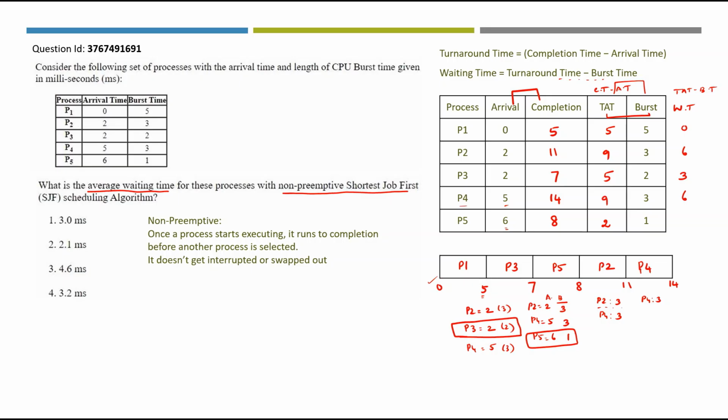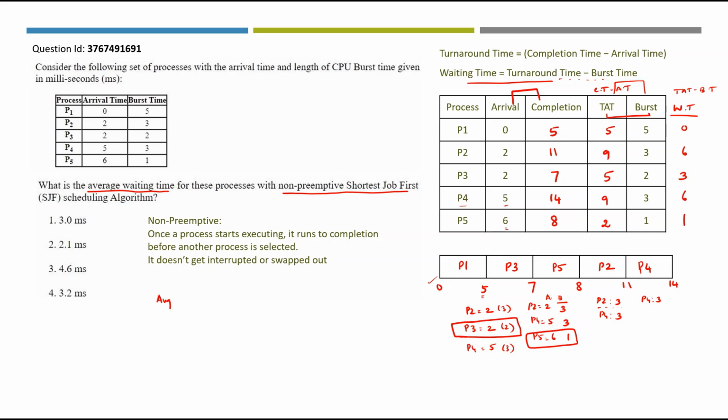What about P5? 2 minus 1 is 1. P5 is arriving at 6 but it gets the CPU at 7th millisecond. So it is waiting only for 1 millisecond. If you are able to get it in that way, you can go by that. If you are not able to process it, then you can go by this formula. There is no compulsion that you have to do only in this way. But ultimately, you should get the right waiting time. That alone you have to keep in mind.